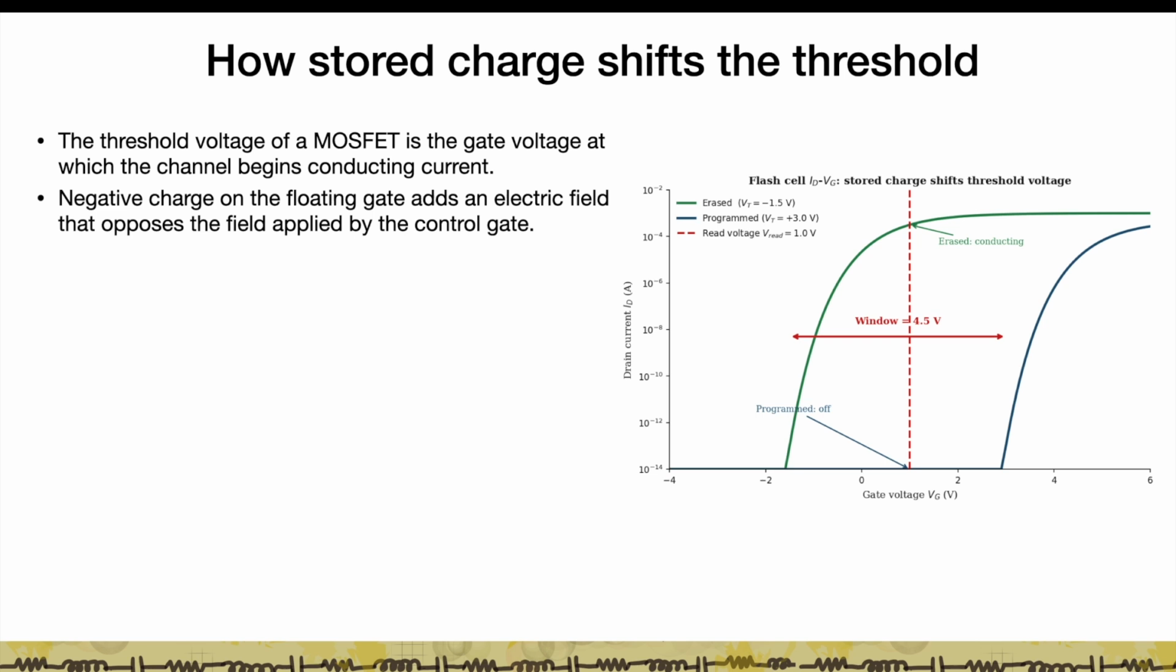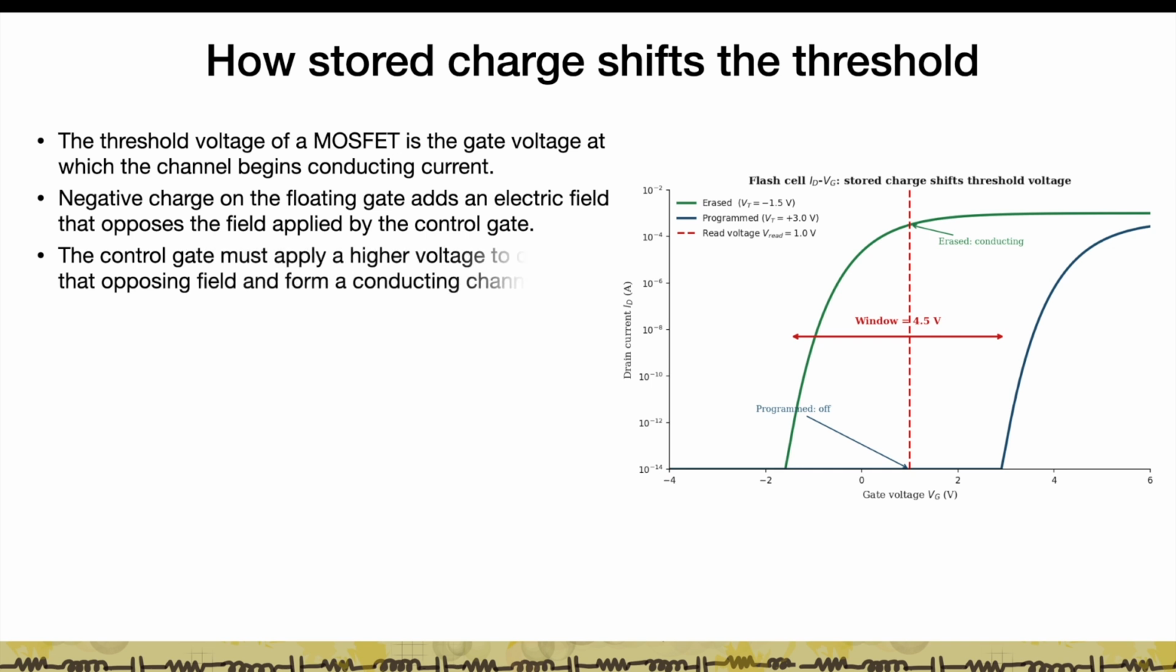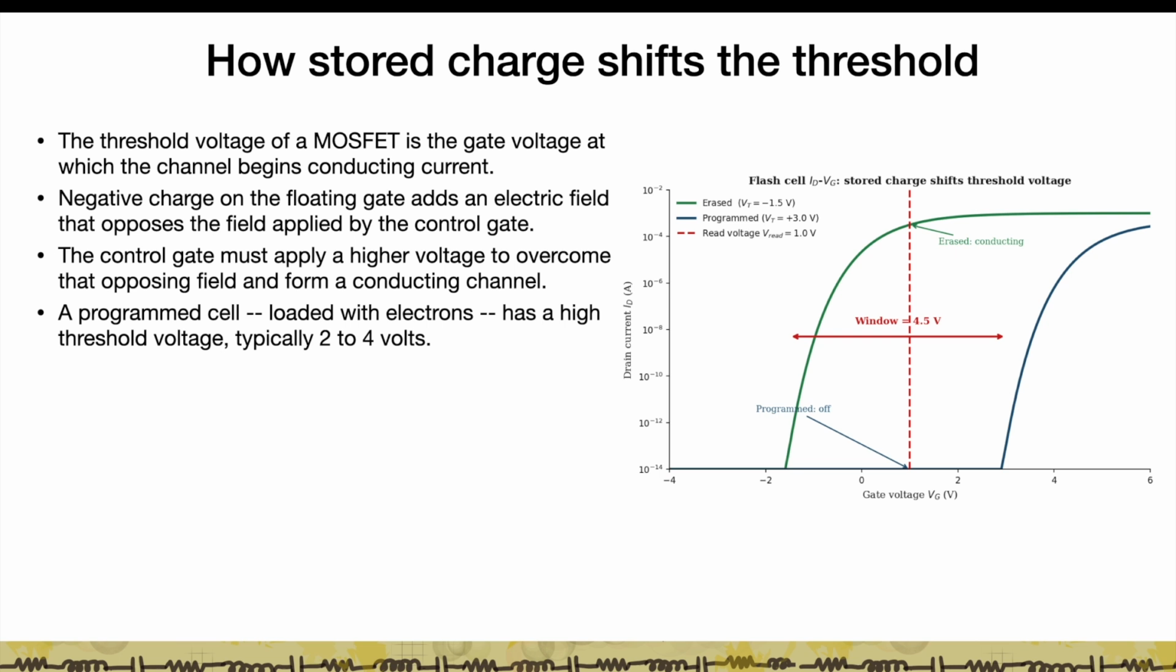Negative charge, or electrons in the floating gate, create an electric field pointing from the floating gate down toward the channel. That field opposes the field applied by the control gate. To form a conducting channel, the control gate must supply enough field to overcome both the native semiconductor threshold requirement and the opposing field from the stored charge. The result, a higher effective threshold voltage.